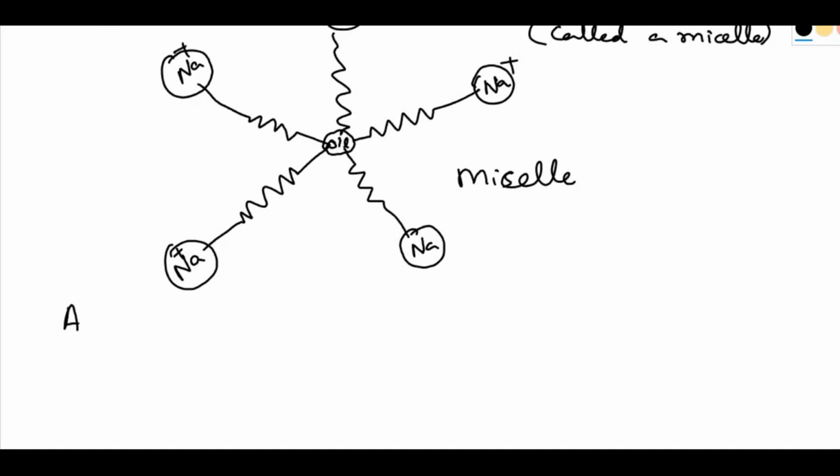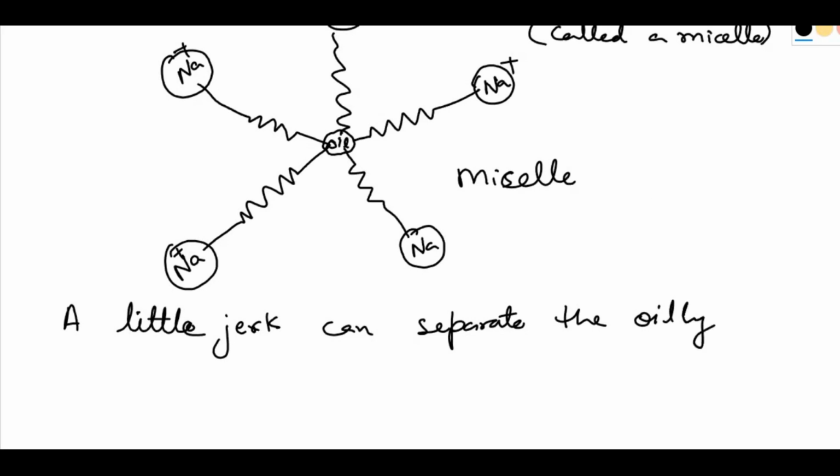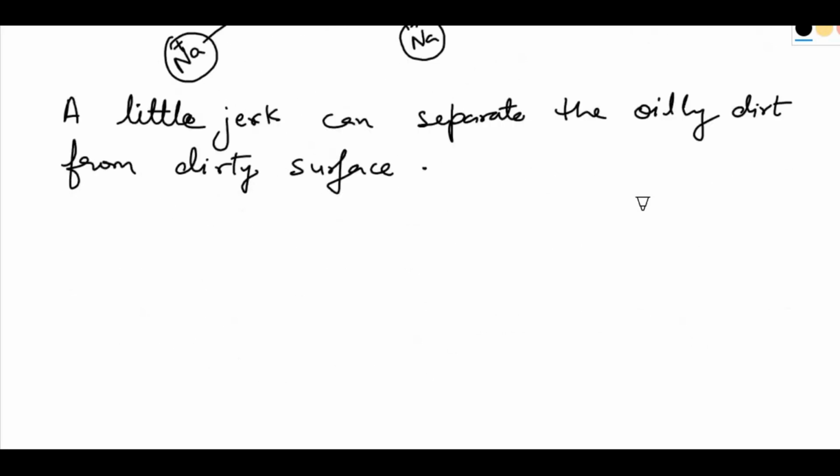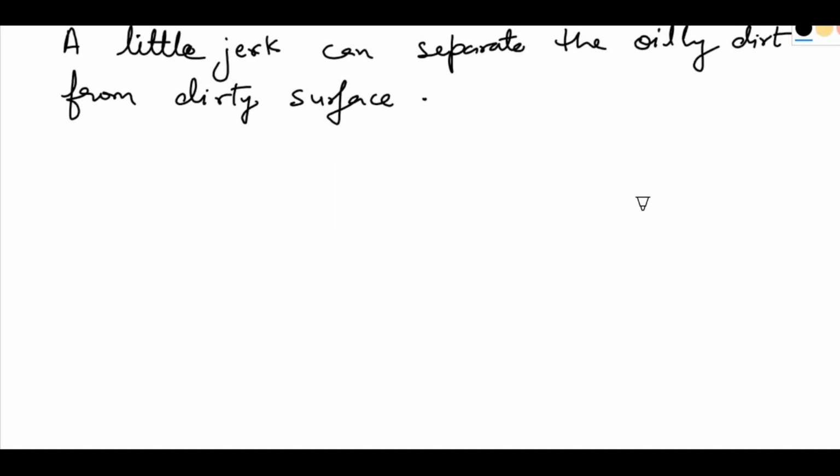A little jerk can separate the oily dirt from the murky or dirty surface. This is how cleaning is done. Okay. Now I'm just writing a better saponification reaction.